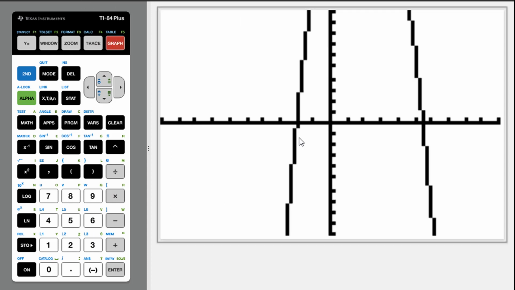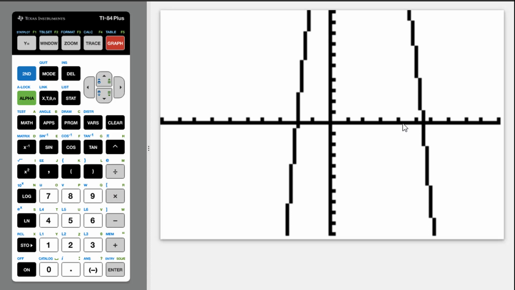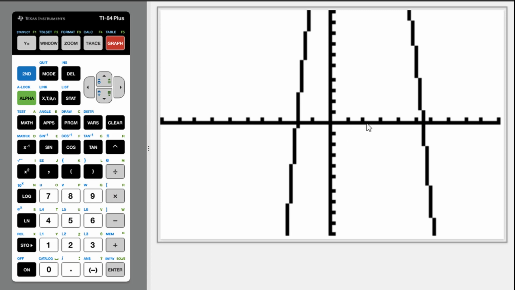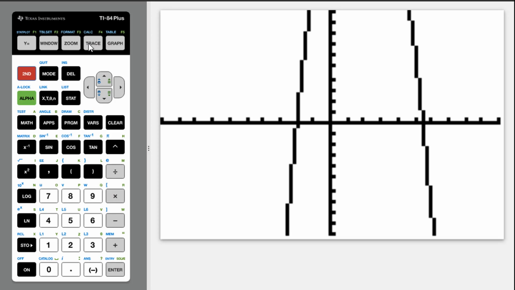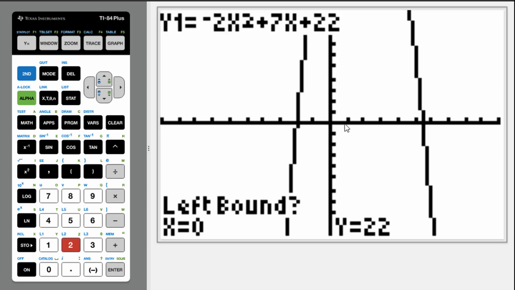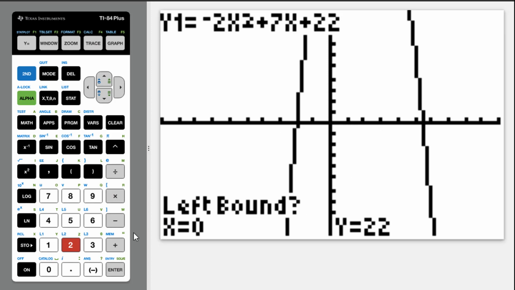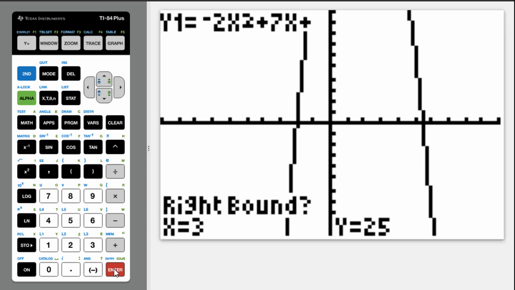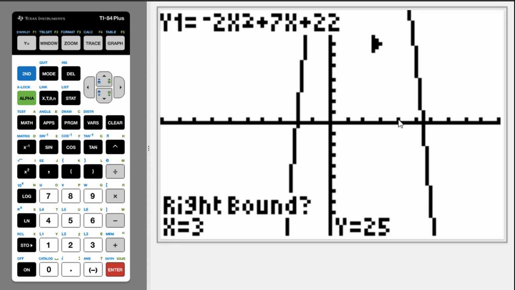Go to graph. We already know this is a negative 2, so we are looking for this one. Since this is a standard window, 1, 2, 3, 4, you can use any of these to do the left bound. So second trace, go to 2. 1, 2, 3. Let's do 3 as left bound.